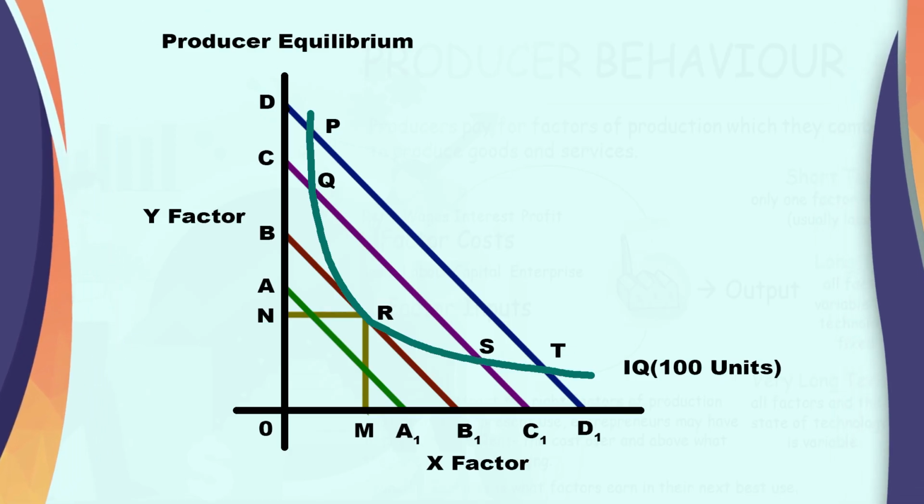Looking at the diagram after this discussion, you can see that there are multiple budget lines, and the second budget line, that is BB1, is tangent to the isoquant. However, the isoquant is also tangent to other budget lines, but those combinations are not possible. They are beyond the scope of the firm, and hence the point R, which is the tangency condition, represents the optimal choice of the firm.